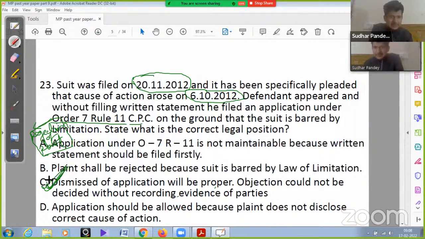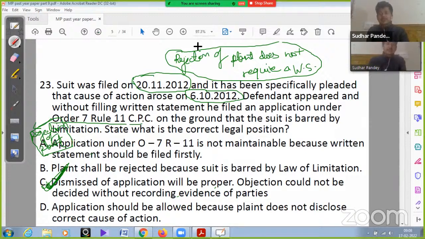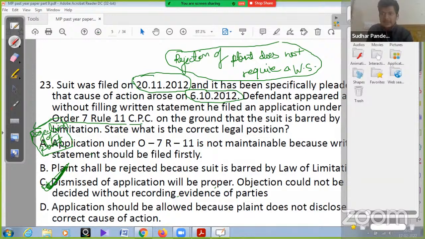C for Calcutta, that is, dismissal is proper. In case a party wants to reject the plaint, you can write it somewhere in your notebook: rejection of plaint does not require a WS, that is, a written statement. So if you want to go for an application for rejection of plaint, it does not require any written statement to be filed first. I hope it is clear to all of you.